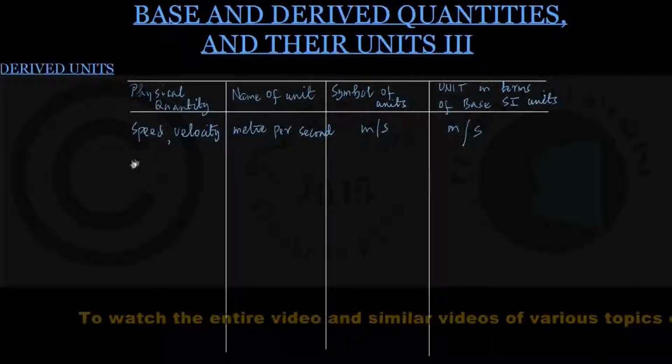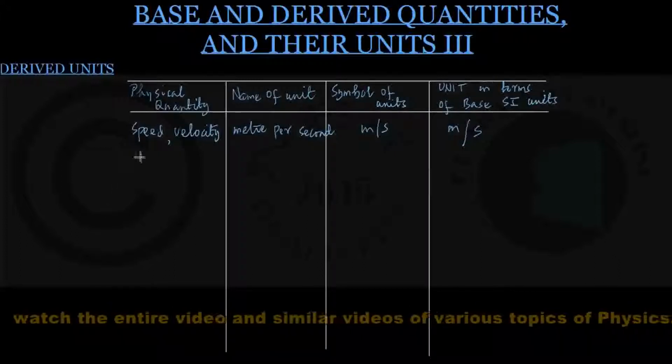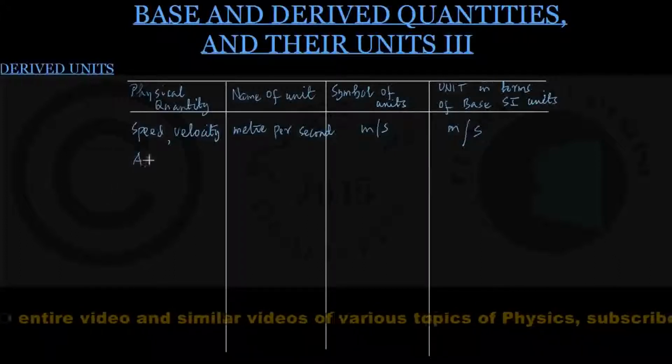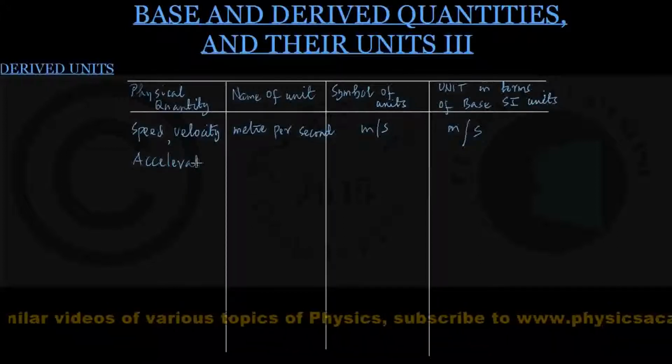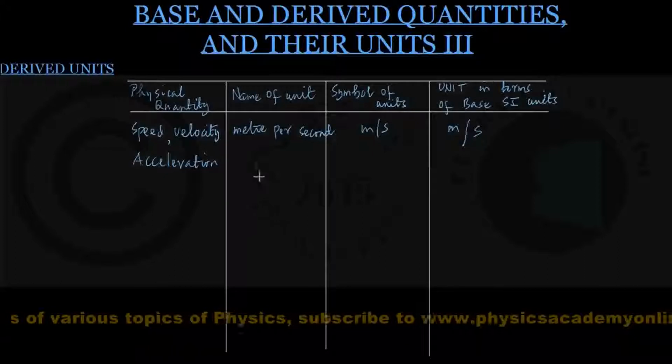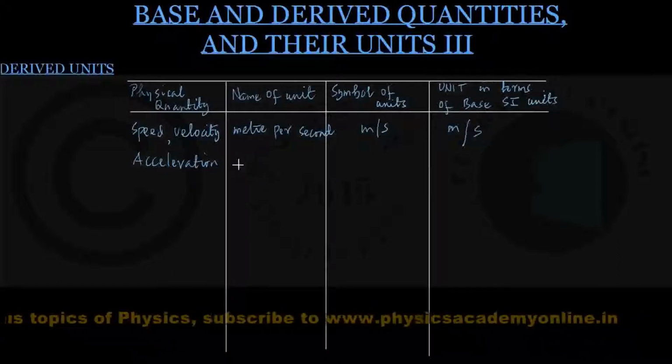Let me choose the second one. That will also be an easy road for us. Acceleration is the next physical quantity in our mind. Its unit is meter per second square.